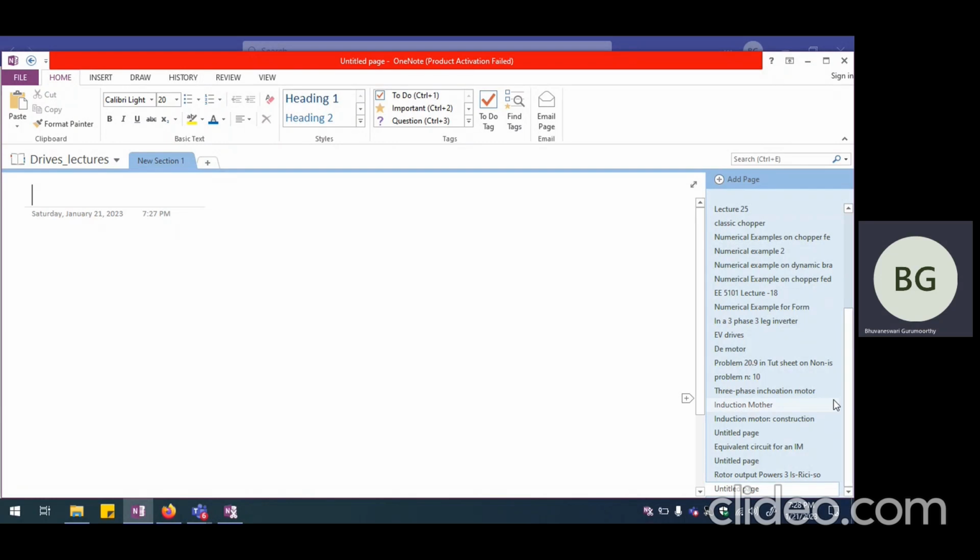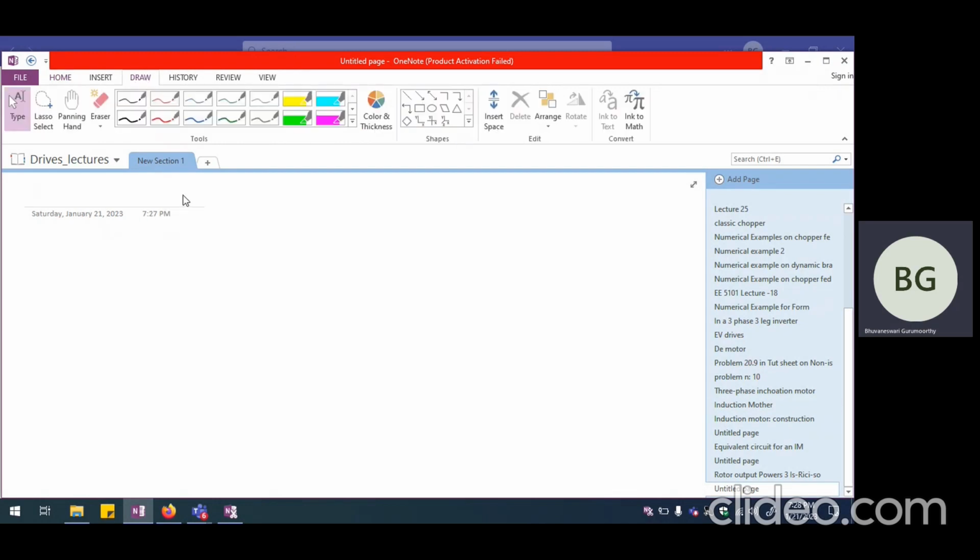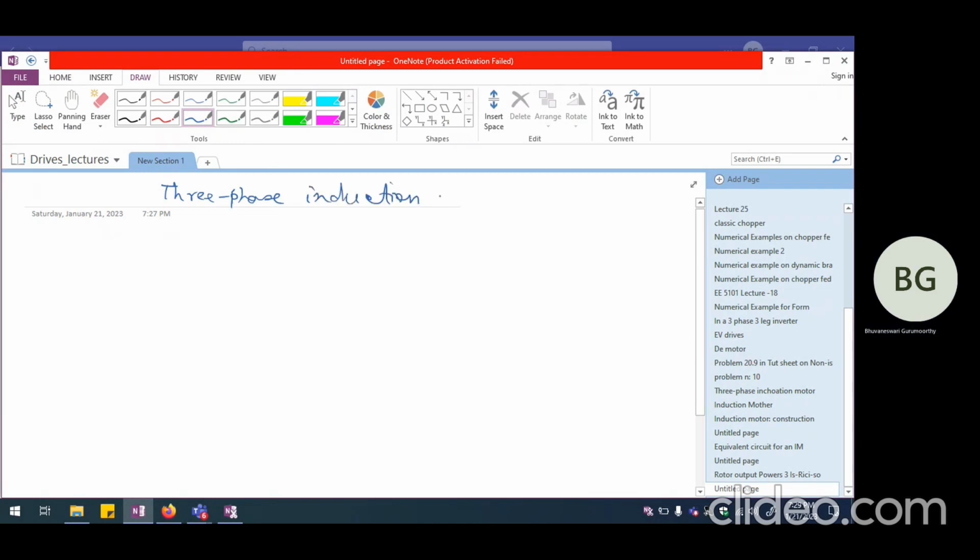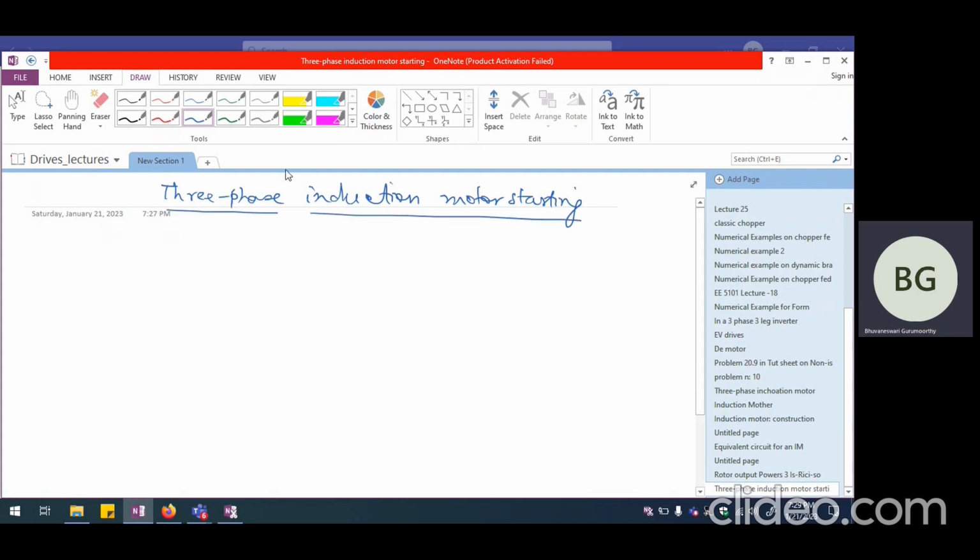Good evening. We are going to look at induction motor starting in today's lecture. So let me talk about three-phase induction motor starting. We had told earlier that the three-phase induction motor, while starting, is going to draw a current which is corresponding to... so let me first start with drawing the equivalent circuit.